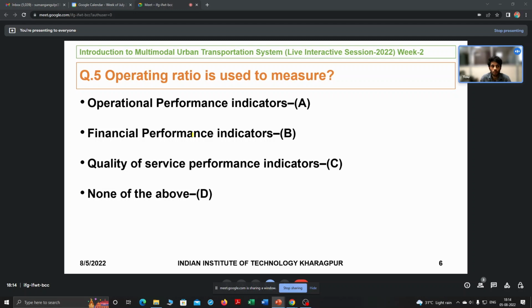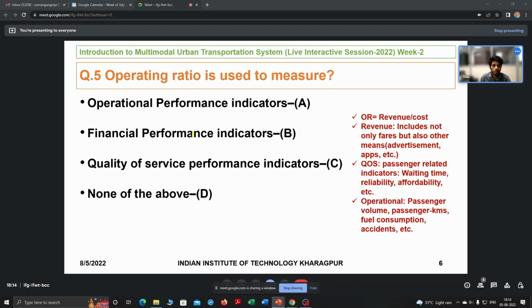So during this operation, what are the performance measures that one should look for in bus performance? Basically, operational performance measures can be the number of passengers that are traveling for that particular trip. It may also be the total passenger kilometer.